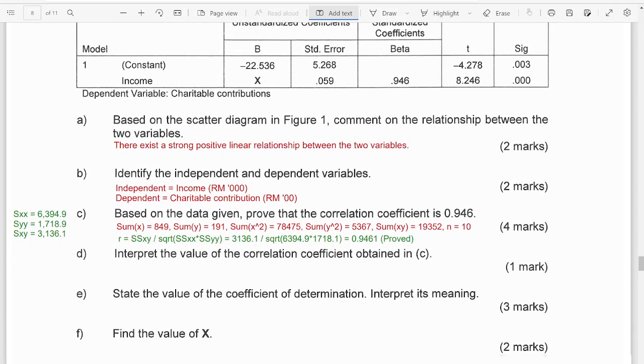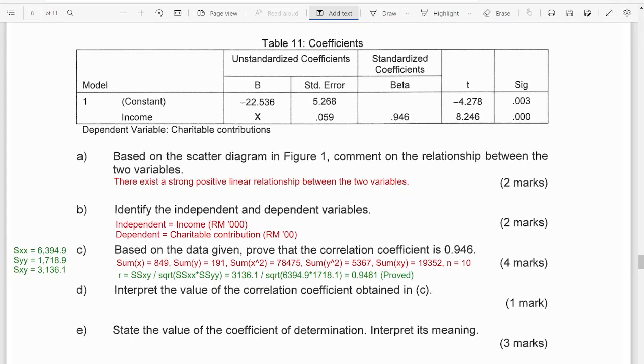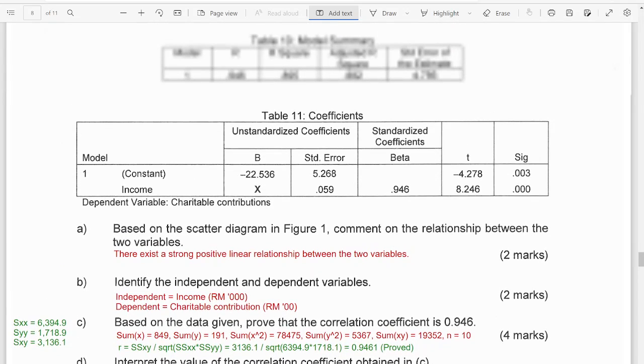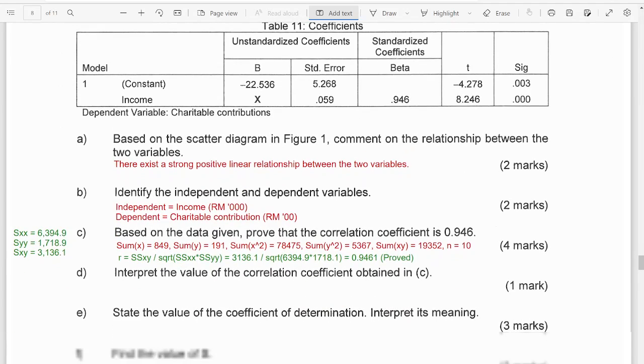So kita dapatkan based on the data given, prove that the correlation coefficient is 0.946. So first of all, you calculate the summation for all the elements and get the value. Okay, alright, so that is for C.